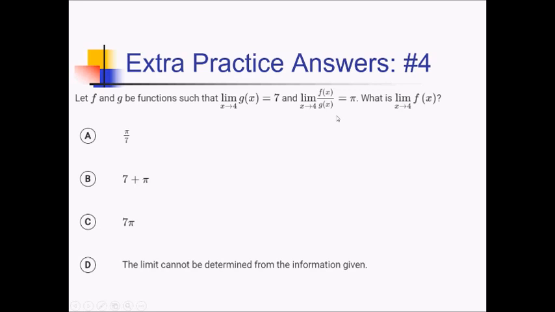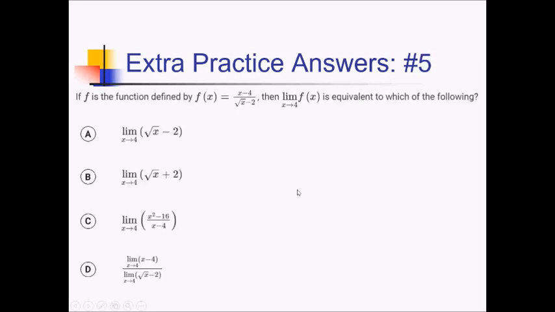So if we just take the limit of g of x as x approaches 4 and replace this g of x down here with it, we end up with limit of f of x as x approaches 4 over 7 equals pi. And now we're just solving for the limit of f of x as x approaches 4. That's just the numerator here. We can get that by itself just by multiplying 7 by both sides. So that's just going to be a value of 7 pi, which is choice C.